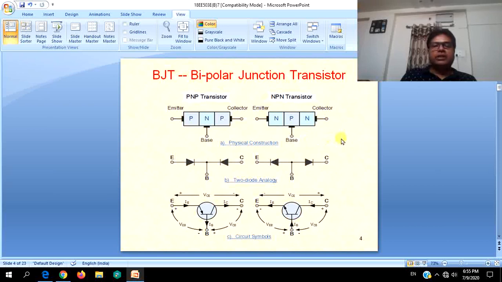When compared to a normal diode, this has a third terminal which is connected to the middle layer, which is called the base. The other two are emitter and collector. Other names given to the emitter and collector are source and drain. So these are the typical physical constructional things of BJT. This is a PNP transistor and this is an NPN transistor. These transistors can be visualized as if two diodes are connected in opposite.